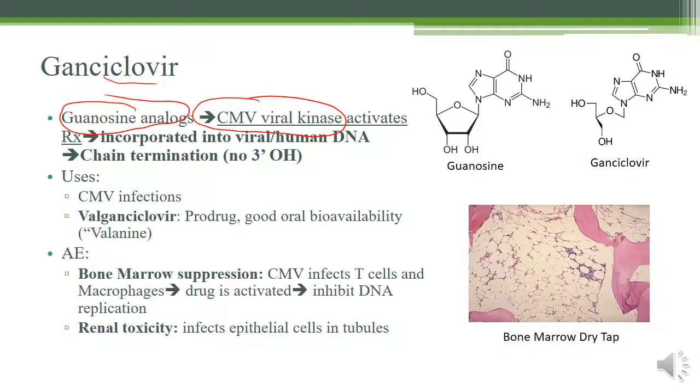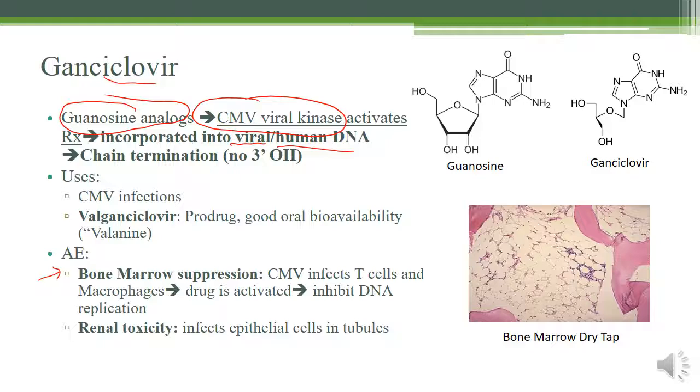So it works by the exact same mechanism. It gets incorporated into the viral DNA, but it can also be incorporated into the human DNA as well. And this is because the cytomegalovirus tends to infect a lot of white blood cells. It can cause a lot of immunosuppression or bone suppression that we're going to talk about in a little bit. Unlike the other herpes viruses, which tend to infect neurons. And since neurons don't really replicate, we don't really get a lot of suppression there.